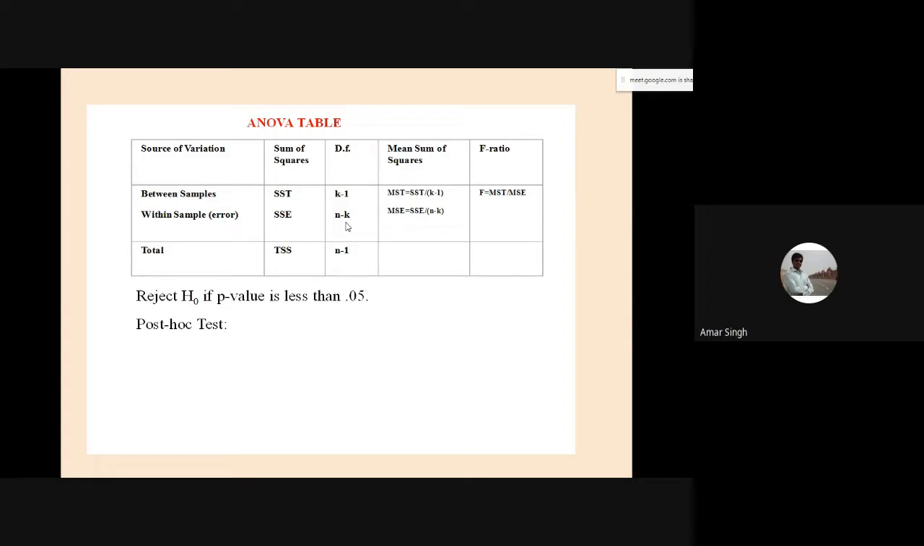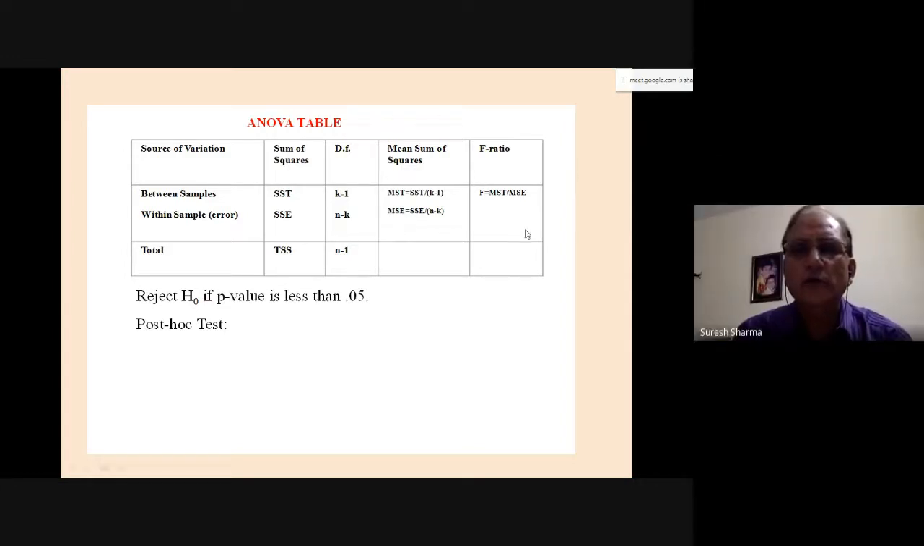Then you will get mean sum of squares. How to get the mean sum of squares? We call this mean sum of squares due to treatment. This is nothing but the sum of squares due to treatments divided by the degrees of freedom. Divided by K minus 1, you will get the mean. Similarly, this is called mean square error. Mean square error is nothing but SSE divided by N minus K. And if you divide these two, you will get F value. And corresponding to this F value, you will get P value.